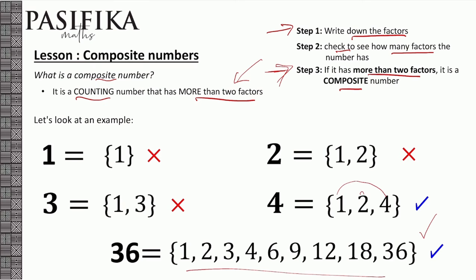Now, just to do a quick recap, what is a composite number? Well, it is a counting number that has more than two factors. Now, in order to run through this, we need to follow these steps. Write down the factors first. Check to see how many factors the number has. And if it's got more than two, it's a composite number.